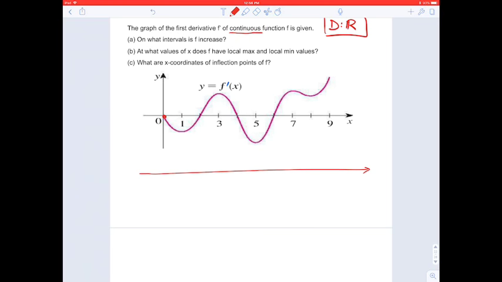0 is the end point, but I will still include 0. Let's mark first the zeros of this function, which means zeros of the derivative: 0, 2, 4, 6. That means those are critical points. I will include 0 too, since it's also a critical point, it's the end point. So 0, 2, 4, and 6.